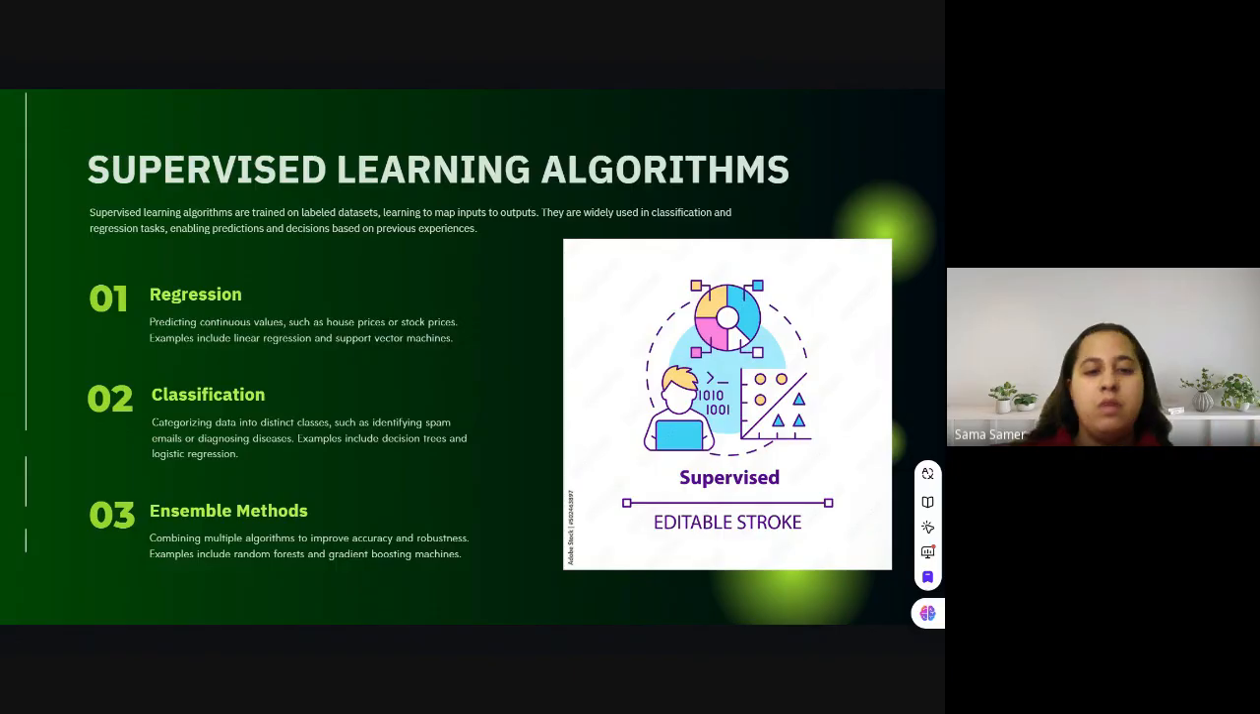Then we have the ensemble method. The ensemble method here means combining multiple algorithms with each other. Sometimes the problem is very hard, or it's not very hard, it is complex, such that one model will not drive us to the point that we want. So we combine multiple algorithms to improve the accuracy and the robustness. An example here is random forest. Random forest is the same as a decision tree, but it is many decision trees together, and also gradient boosting machines. So, is there any question here or anything that is unclear?